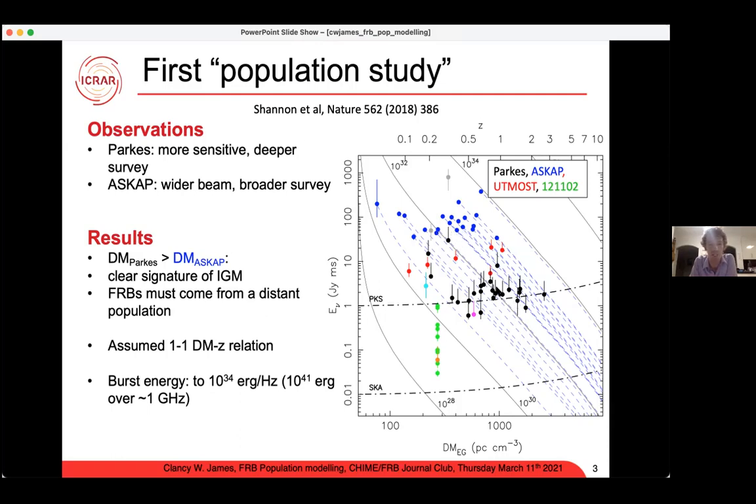And then this is a clear case of, obviously, DM being a tracer of distance, because Parkes is seeing deeper into the universe. FRBs must come from a distant population, which is not consistent with something in the local universe that just has huge excess DMs for whatever reason. You can also say burst energies get up to 10 to the 34 ergs per hertz. At the lower end, you could either say maybe there's a lower energy cutoff, or maybe it's just that we only probe such a small volume of the local universe that we don't see anything.